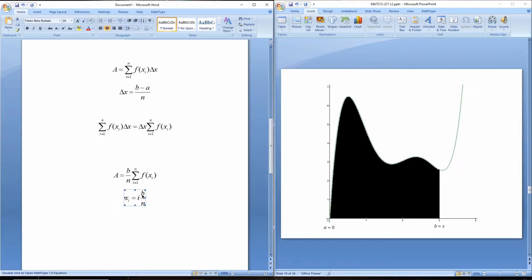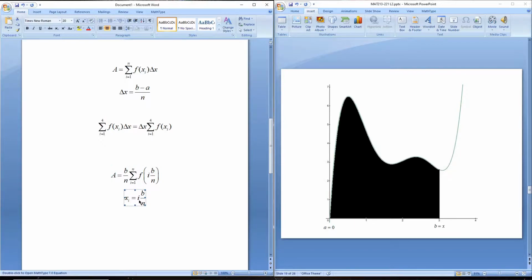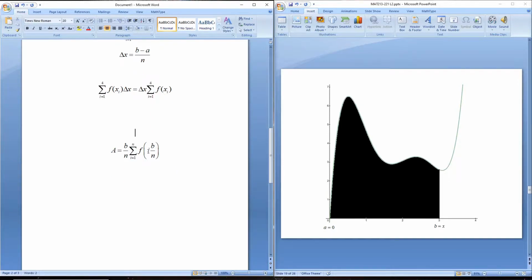We're going to take this and plug it back into our area formula here. So instead of x sub i, we're going to have i times b over n. And now we don't need the x sub i expression anymore. Here is our super awesome area formula that will get us all our approximations, all in one.